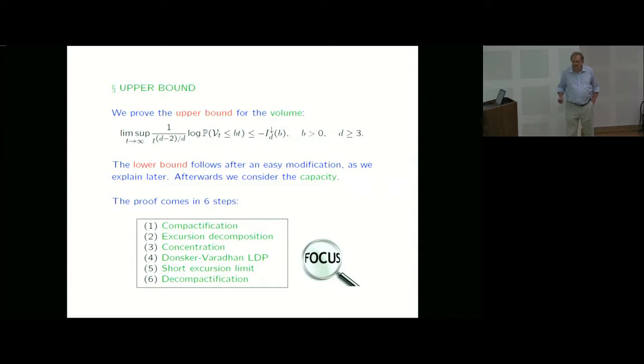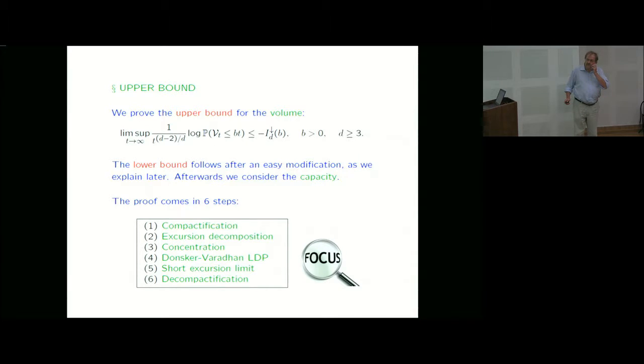Now the proof comes in 6 steps, and I've listed them here, and this will keep us busy for about an hour. There will be first a notion of compactification. We're living in R^d, and we have to somehow go to a large approximation of R^d, some very large box. And we will have to argue that that's okay when the box becomes very large. Then I will introduce this skeleton idea, so breaking up the Brownian motion into a succession of many short excursions.